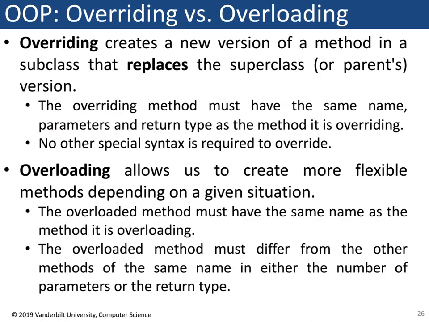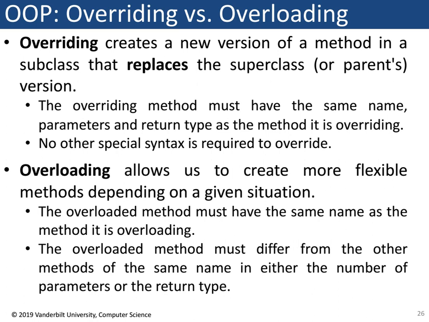So one more time, overriding is going to create a new version of a method in a subclass to replace the method in the superclass. The overriding method in the subclass must have the same name, same parameter list, and the same return type as the method in the superclass which it is overriding. And there's no other special syntax involved to tell Java, I want to override the method. If you have these three requirements met, Java will override the method.